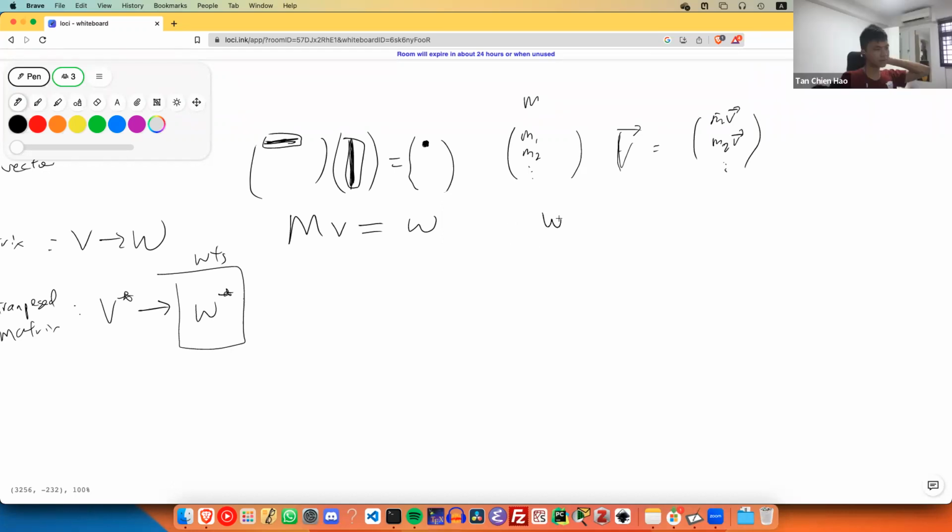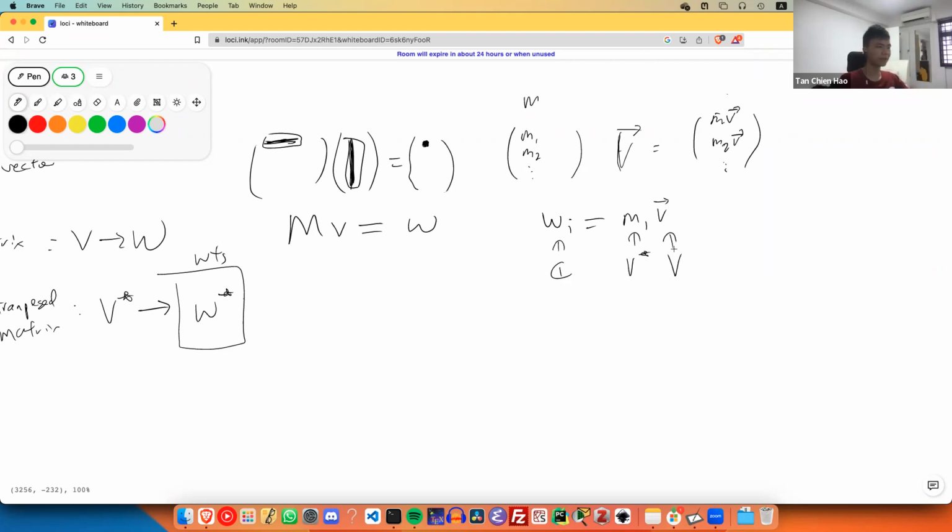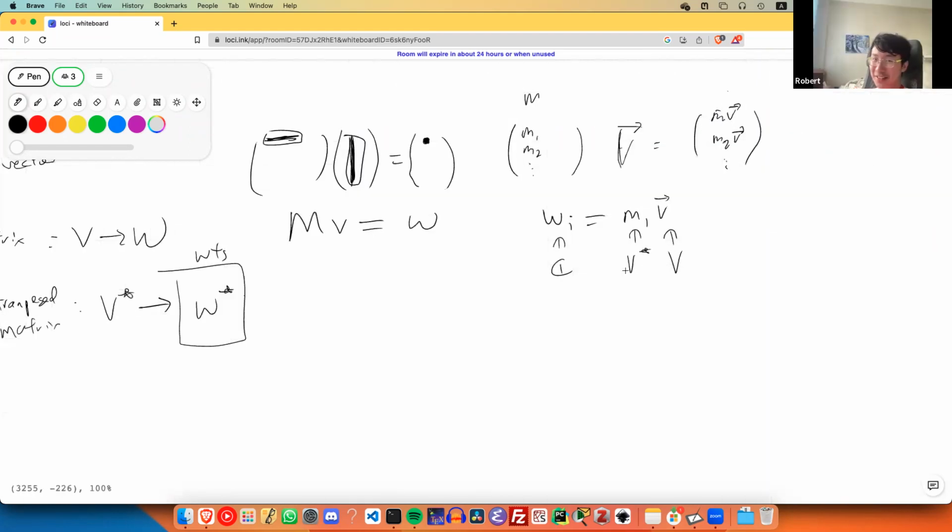So basically w_i, the ith component of w, is the row of the matrix multiplied by the vector. And this is a complex number. Well, it doesn't really have to be a complex number, right? I mean, the underlying field. As in, could we? Well, I guess maybe.